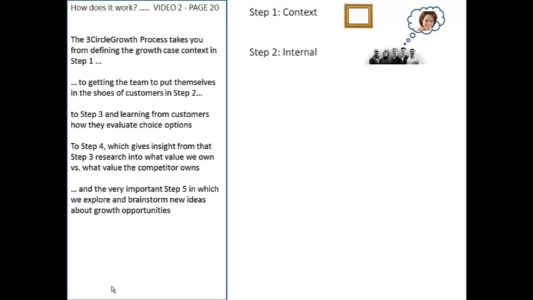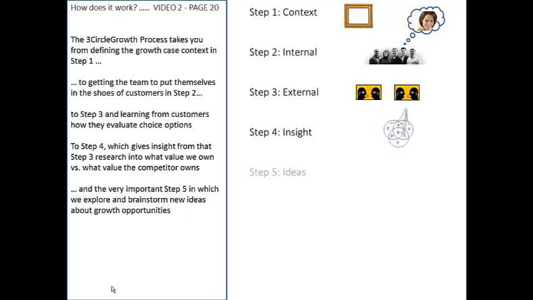So let's summarize. The 3-circle growth process takes you from defining the growth case context in step 1 to getting the team to put themselves in the shoes of customers in step 2. To step 3 and learning from customers how they truly value choice options. As to step 4, which gives insight from that step 3 research into what value we own versus what value the competitor owns, and so on. And the very important step 5, in which we explore and brainstorm new ideas about growth strategy and opportunity.